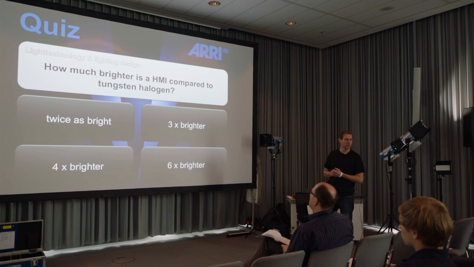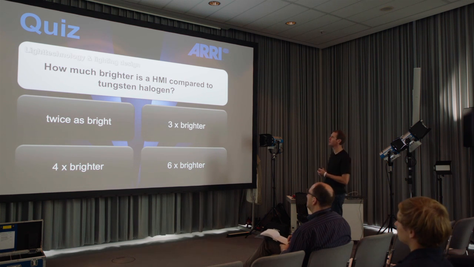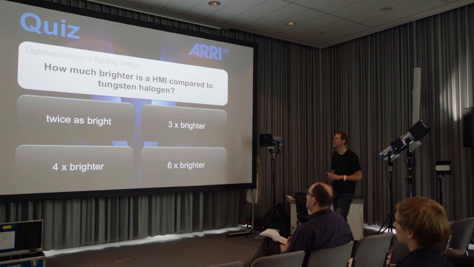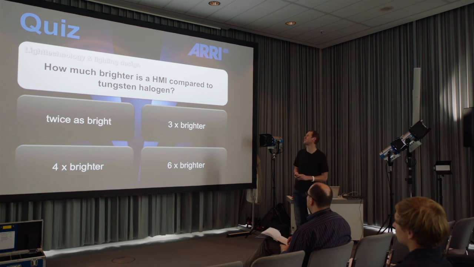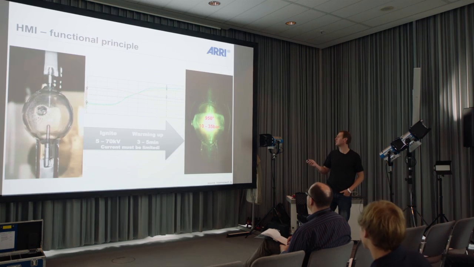As we see, HMIs don't produce so much heat. They are much more efficient than tungsten. So what? Maybe you know it. It's not a secret. How much more efficient or how much brighter is an HMI compared to tungsten? Roundabout? 4 times. Yeah, correct. 4 times. Roundabout. So this is HMI.